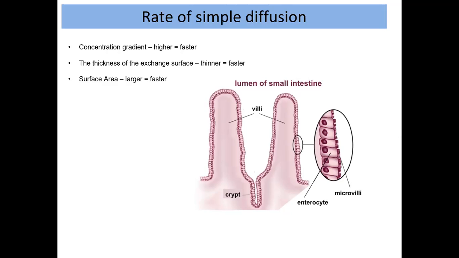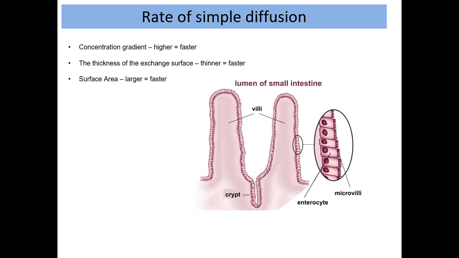Another one is the thickness of the exchange surface. So the thinner the exchange surface, i.e. the shorter the distance the particles have to travel, the faster the rate of diffusion. Smaller distance, they're going to travel faster. And then the last one is surface area. So the larger the surface area, for example the cell surface membrane, the faster the rate of diffusion.